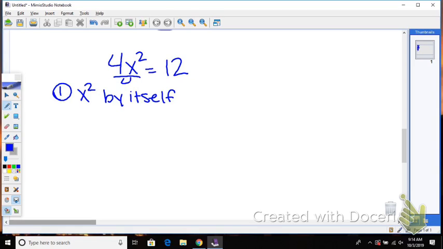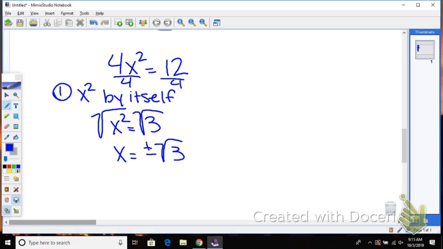So I'd have to divide by 4. So I have x squared equals 3. And now, how do we undo a square? You said it a minute ago, and it's on the board. Square root. So once I get the squared part by itself, whatever part is being squared by itself, I can square root, and I get x is equal to plus or minus the square root of 3. And that's that for the squared part.